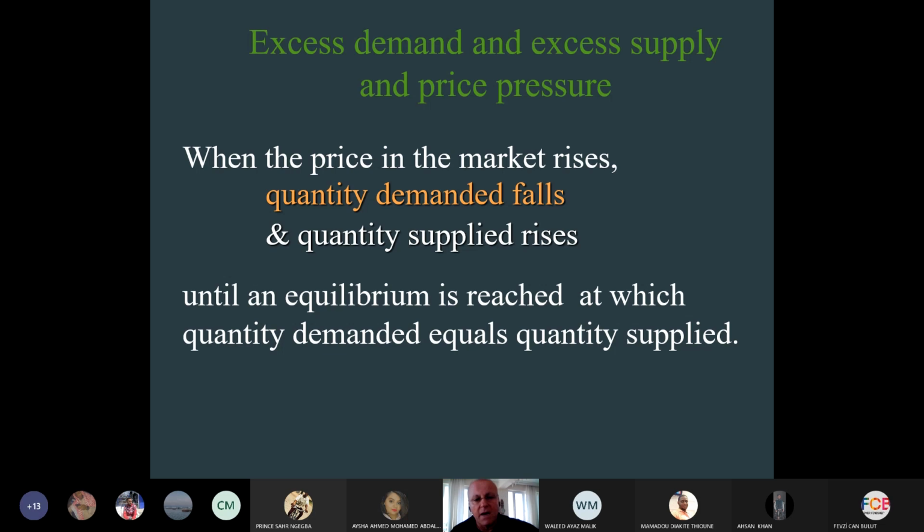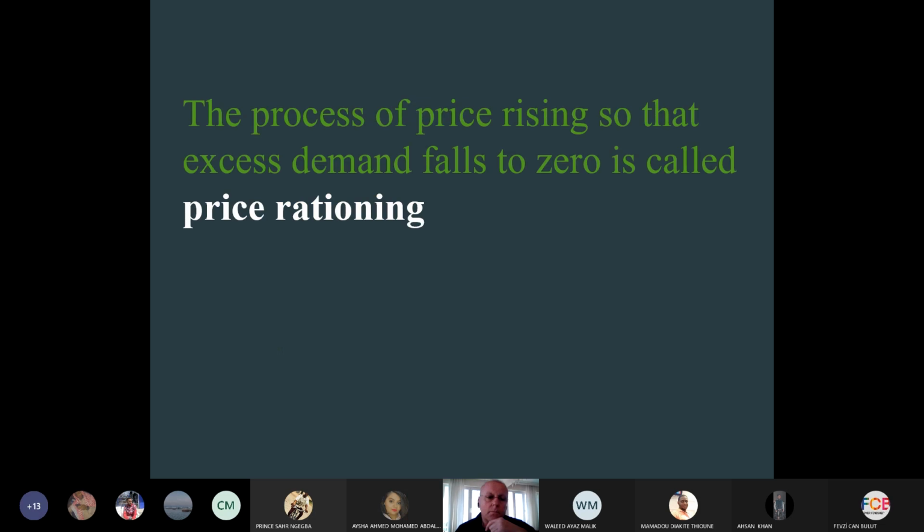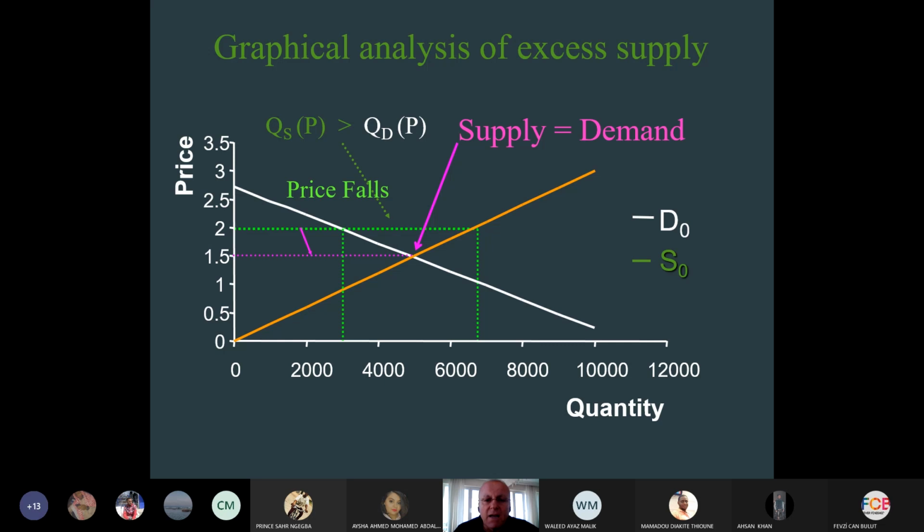The foreign currencies are also affecting, because we are in interaction with the other countries. And the higher the exchange rates and the disparities between the foreign currency and domestic currency, the more this will cause too much harm to the economy, and it is not good. When we are looking at this process of price rising so that excess demand falls to zero, it is called price rationing. So the graphical analysis of excess supply is going to be given to you now.